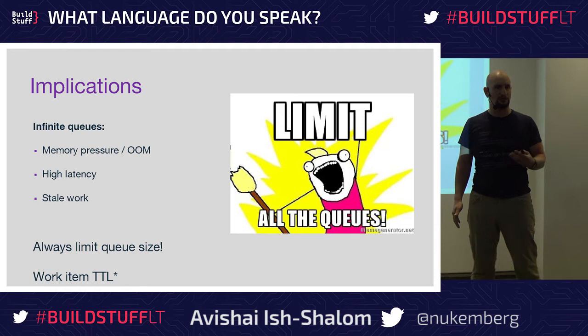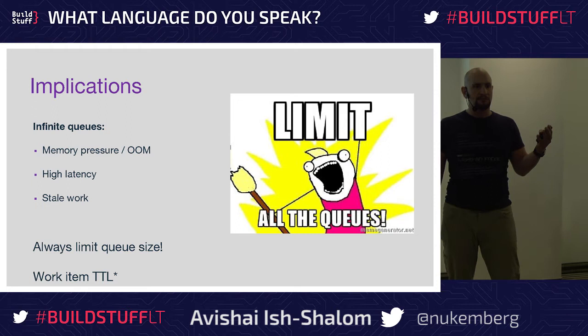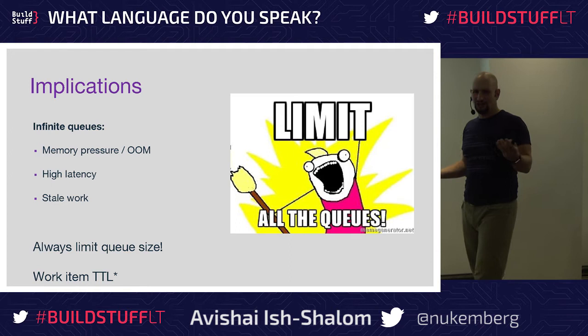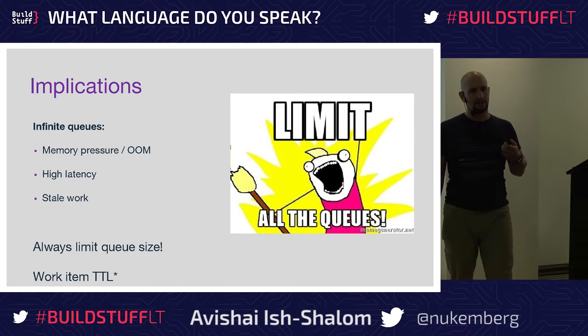For example, humans, they'll wait 10 seconds maybe, but if you process a job and you give them a response after 20 seconds, they're long gone. There's no point. So always, always, always limit the queue size. This is how you protect against high latency and out-of-memory errors.